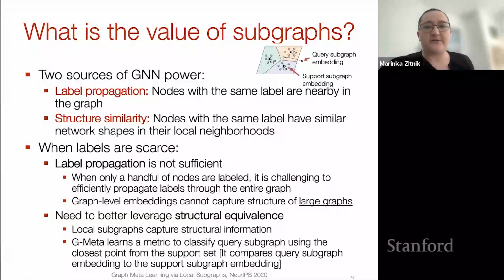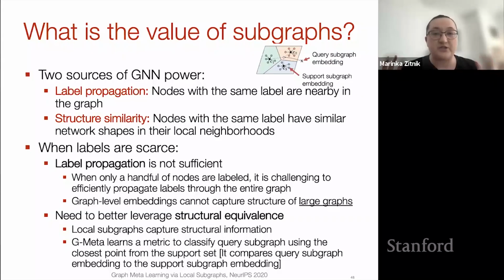A natural question to ask now, which is an interesting question conceptually, is what is the value of these local subgraphs that we are using to transfer knowledge from one task to the other? The reasoning for why subgraphs are useful here is the following. You can think of two fundamental core sources of information that the GNNs are using. One is label propagation, where nodes that have the same label tend to be nearby in the graph. We have seen at the beginning of the lecture today that proteins that tend to interact also tend to be affiliated with similar phenotypes and lead to similar diseases. The other core source of GNN power is structural similarity, where nodes that have the same label might not be nearby in the graph, but they might have similar network shapes in their local neighborhoods.